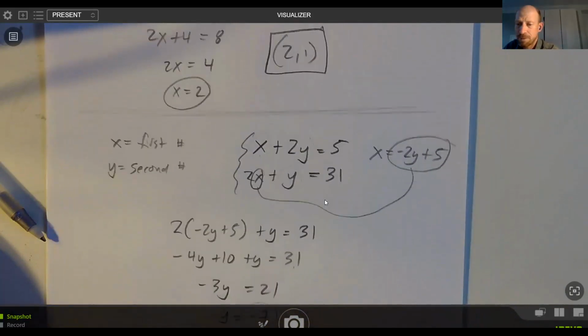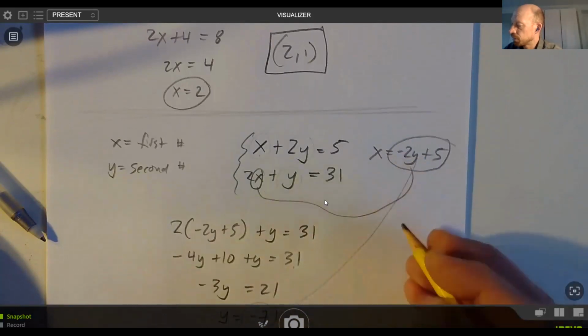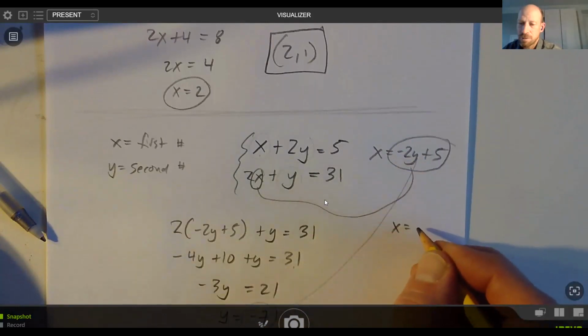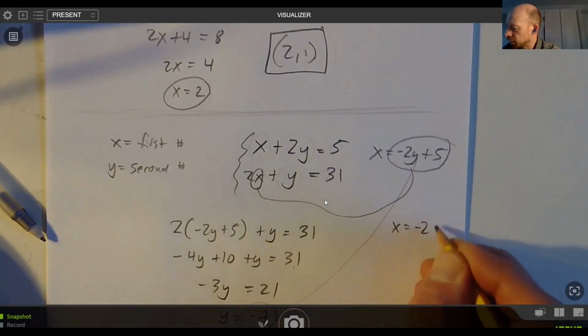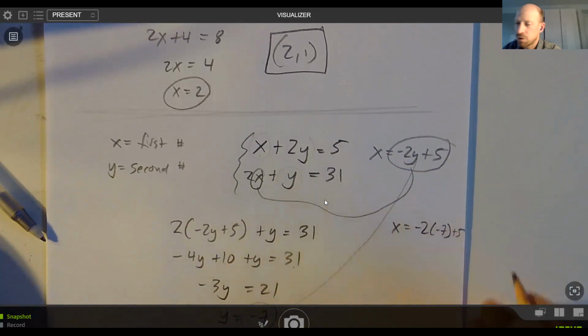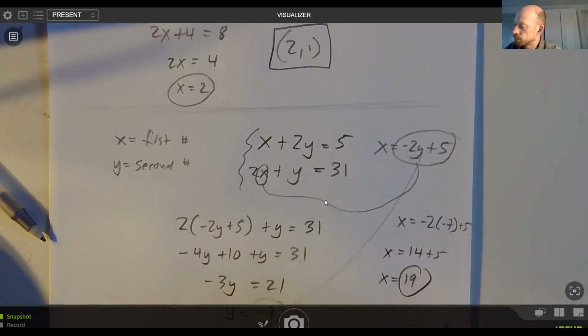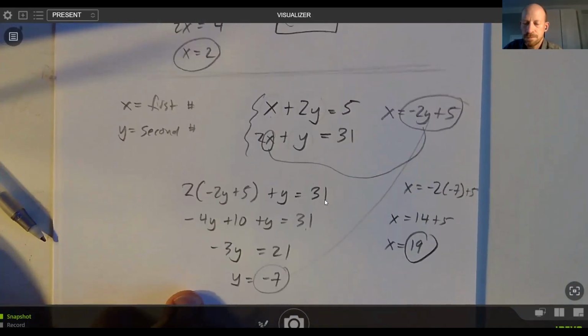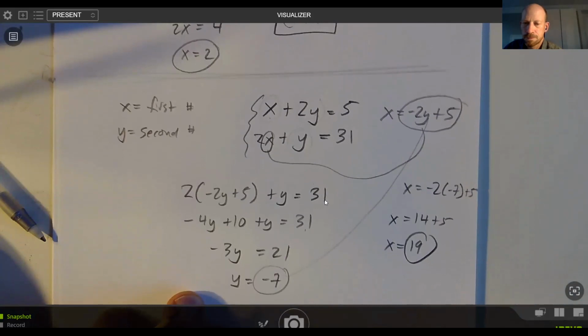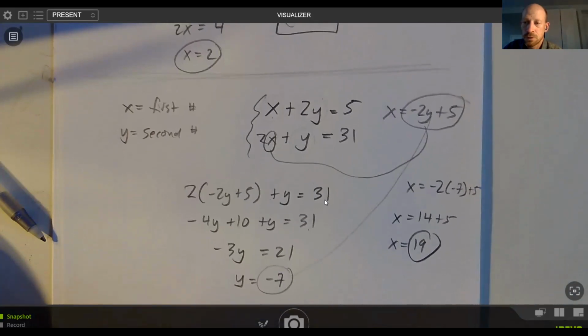Just like before, I need to find my x value here. This is one of the nice things about substitution, that it gives you a really nice equation to plug into, right, to find the other value. So that's 14 plus 5, or 19. Any questions on that one?